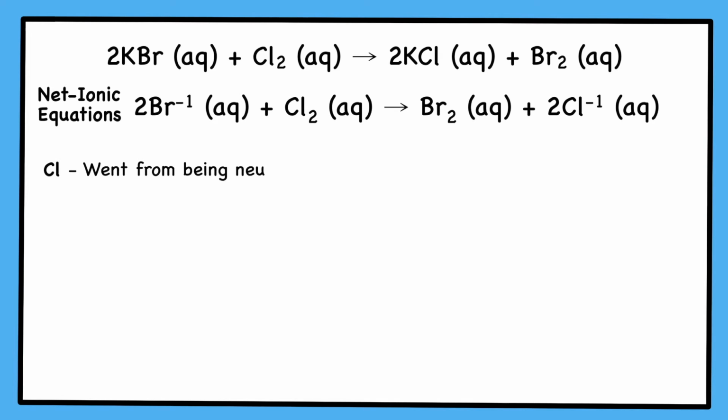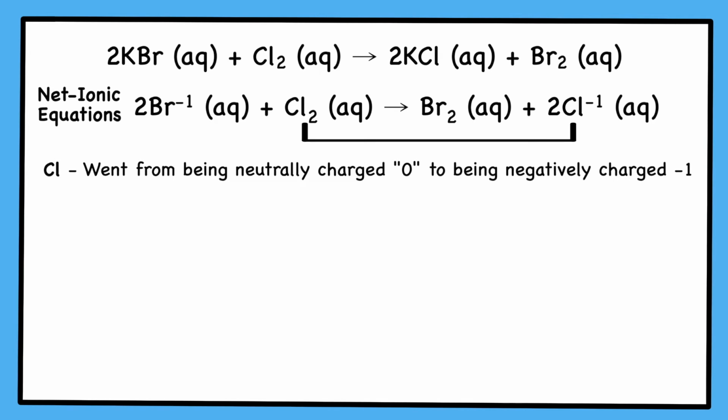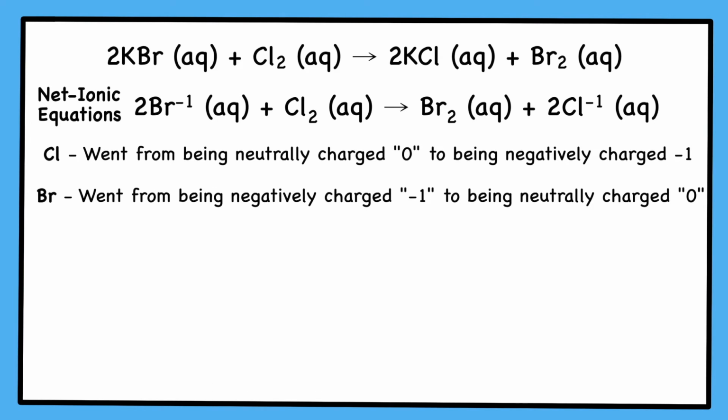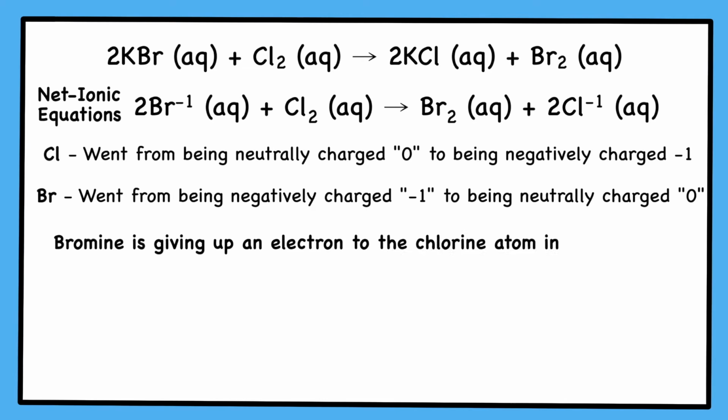We can see that the chlorine went from being neutral on the reactant side to being negatively charged on the product side. We can also notice that the opposite is happening to our bromine atom. This tells us that bromine is giving an electron over to our chlorine in this equation. Now that we can see the electron transfer throughout an equation, we can talk about the words oxidation and reduction.